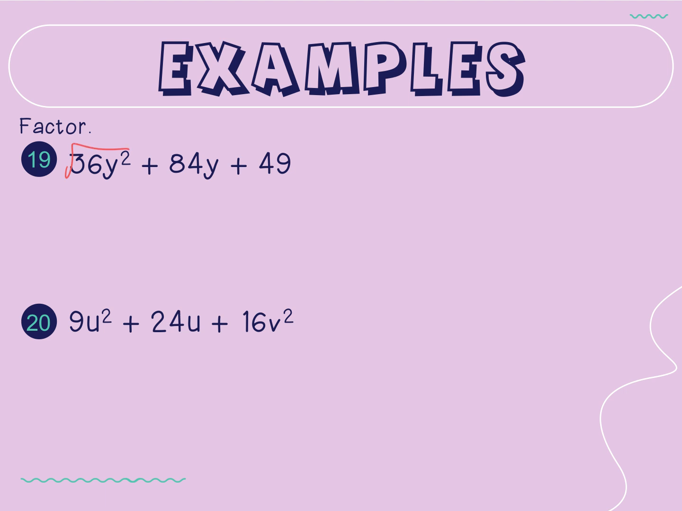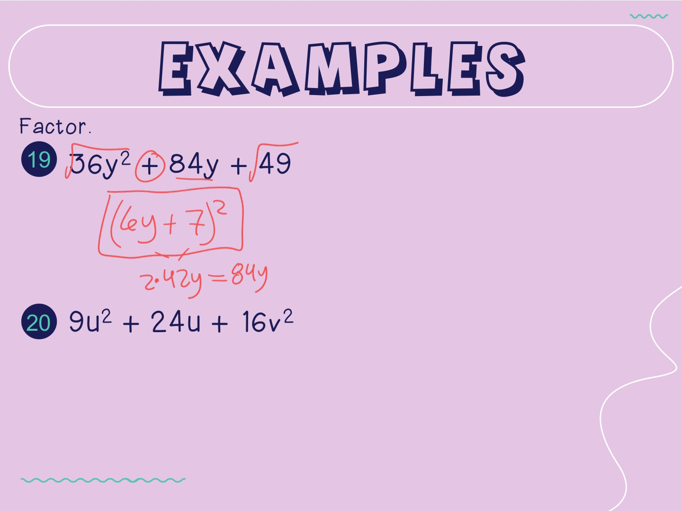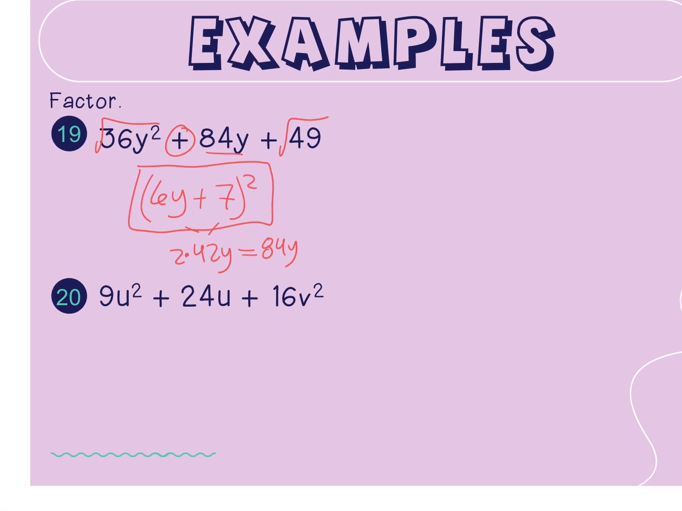Square root the first, 6y, square root the last, 7. When I multiply them, I get 42y. When I double it, I get 84y. That matches what I have in the middle, so I'm going to take the sign in between, write a plus in between, and square it. Same pattern every time.